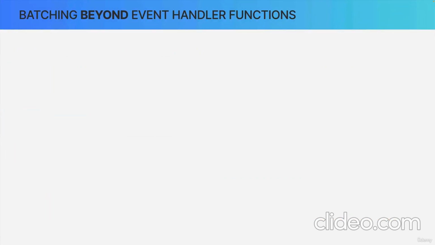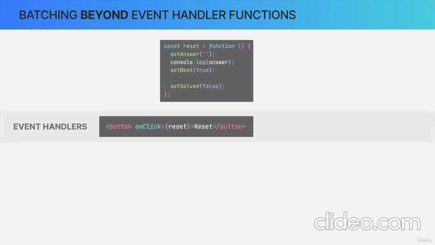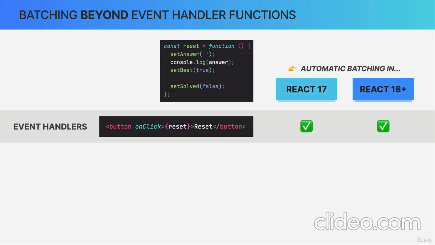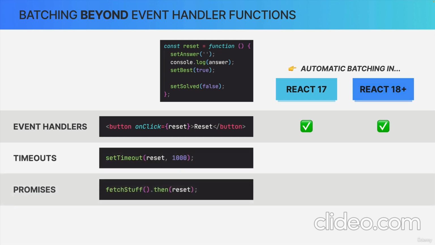Now, so far we have only talked about batching in event handler functions like our reset function. That's because before React 18, React only did automatic batching in event handlers, but not in situations that happen after a browser event has already happened. However, there are certain very important situations in which we do need to update state long after a browser event, like a click, has happened.